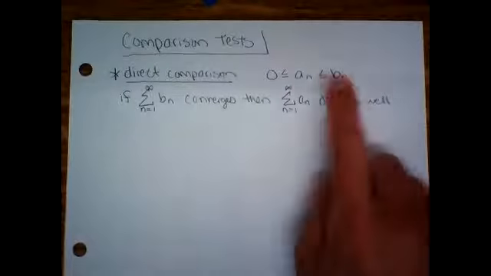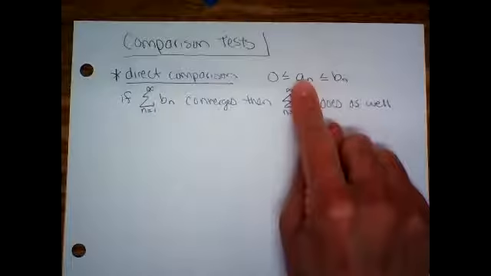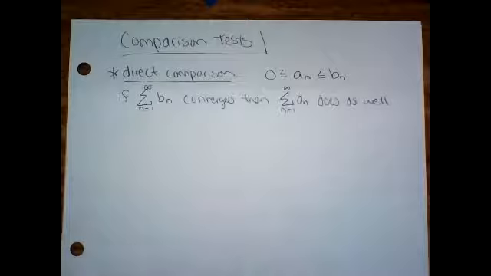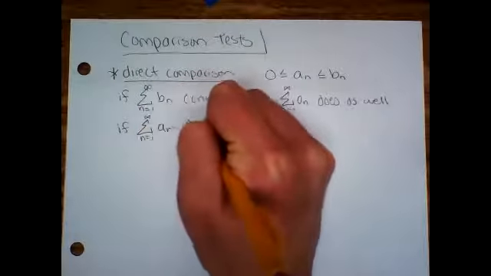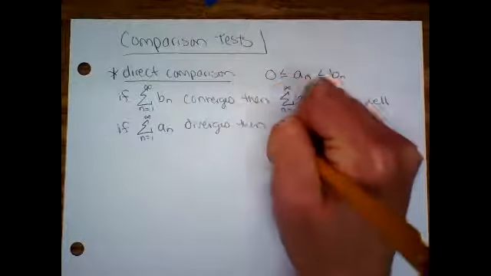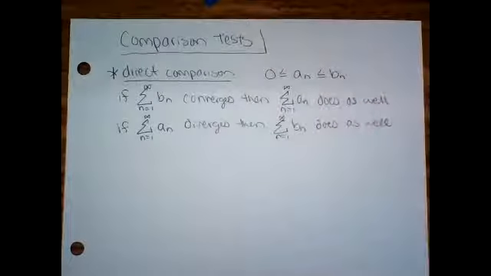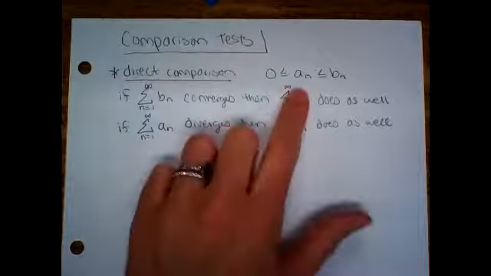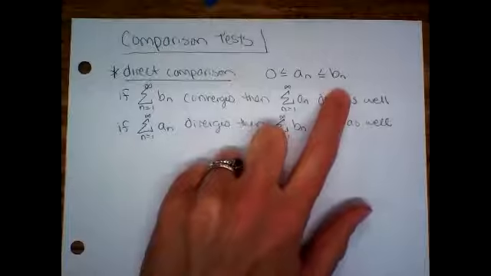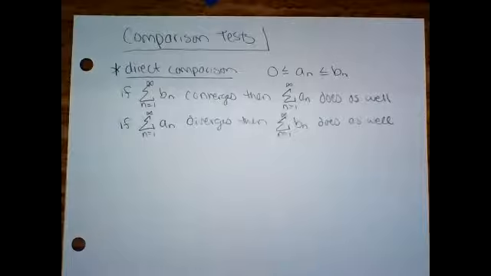Which should make sense. If this is the larger one and it converges, then the smaller one is also going to have to converge because it's smaller. Does that make sense? Okay. And so if A sub n diverges, then B sub n does as well. Which again is logical, right? If the smaller one diverges and this one's bigger than that, it's going to diverge too. But you have to worry about which one's bigger and which one's smaller when you're comparing them.